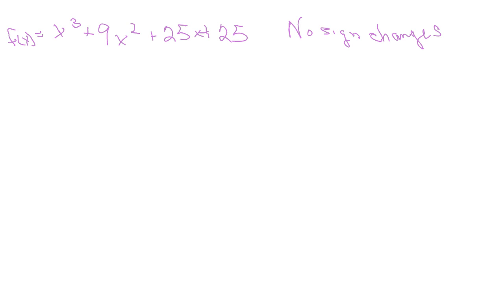X to the third plus 9x squared plus 25x plus 25. Okay, not written really well, but we can figure out what that says. Okay, this is f of x. And if you look at that, there are no sign changes. That means there are no positive solutions.